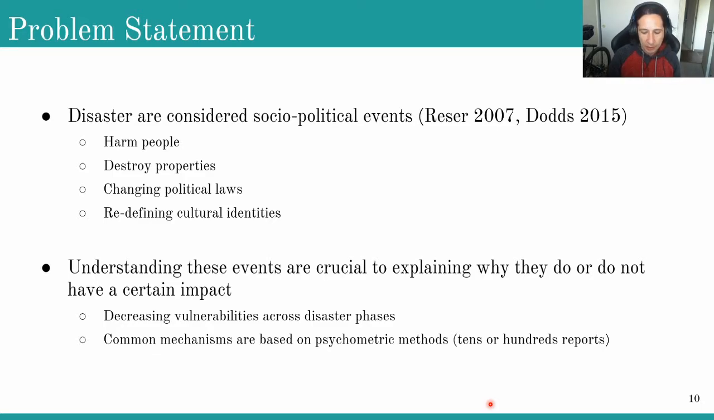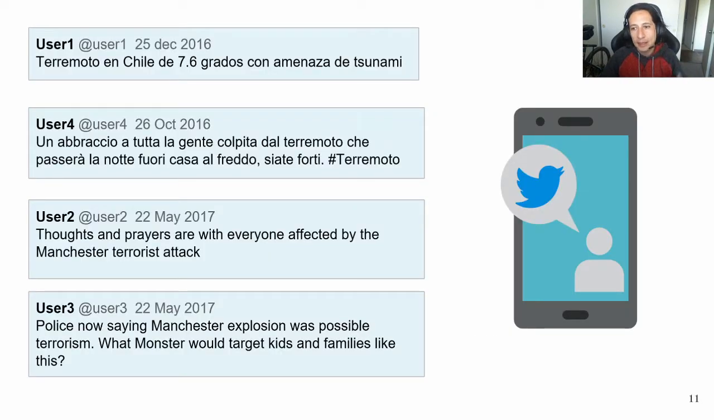In order to extract and understand the impact of these events, the common mechanisms are based on psychometric methods. That is, government and emergency relief agencies obtain data from affected people based on tens or hundreds of interviews and self-reports. Currently, the increase in online conversation has created a major source of real-time data about the physical world, especially about crisis situations. In fact, this data, published during crisis situations, is almost published in real time.